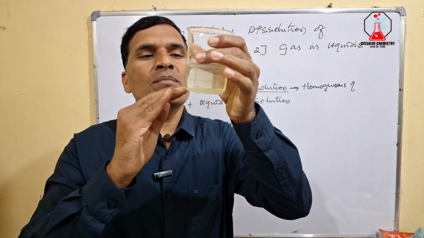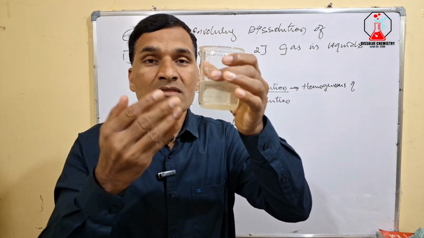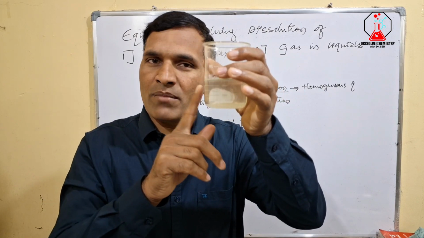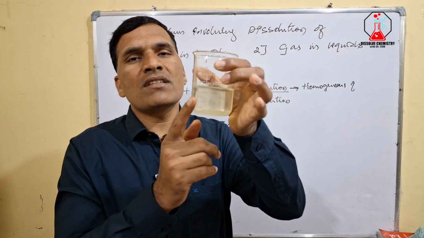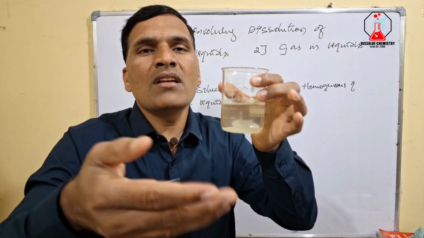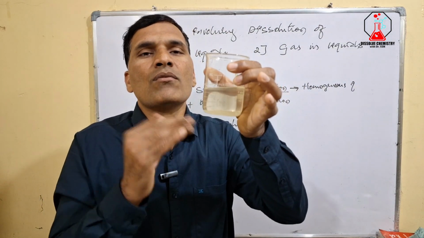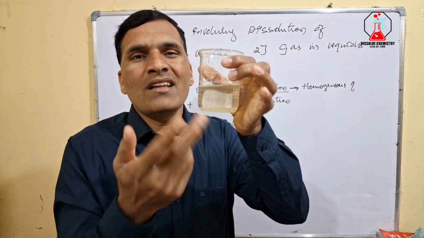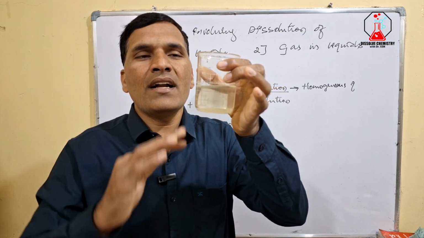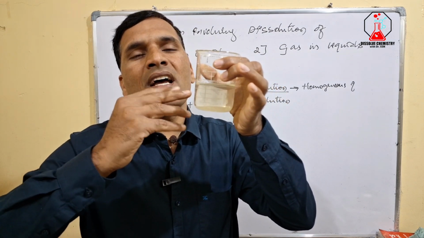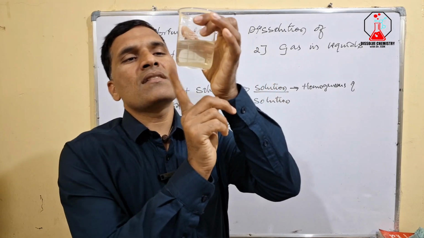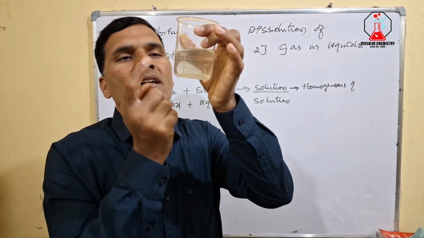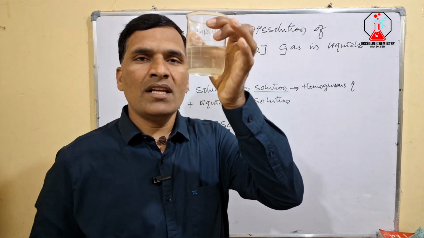Now this happens at room temperature, as we are doing this experiment. If I keep it on the flame, then it will start dissolving, meaning still more is going to dissolve. And if you cool it, then recrystallization will occur. After that, a dynamic equilibrium is established between the sugar crystals in the solid state and the sugar already dissolved in the liquid phase.